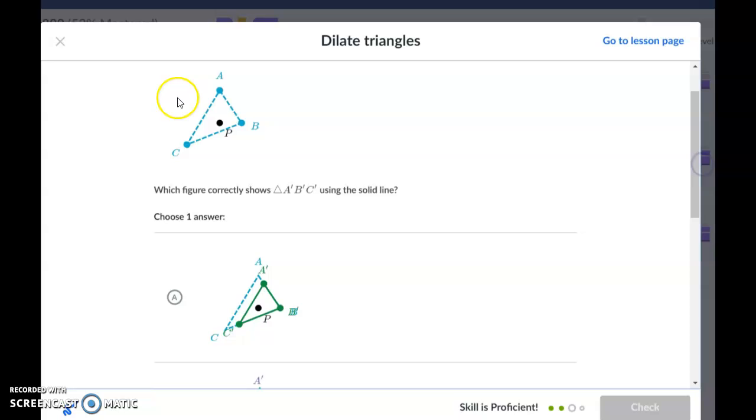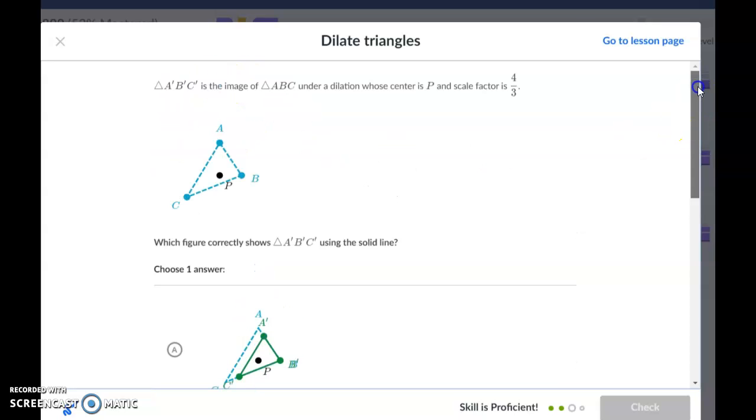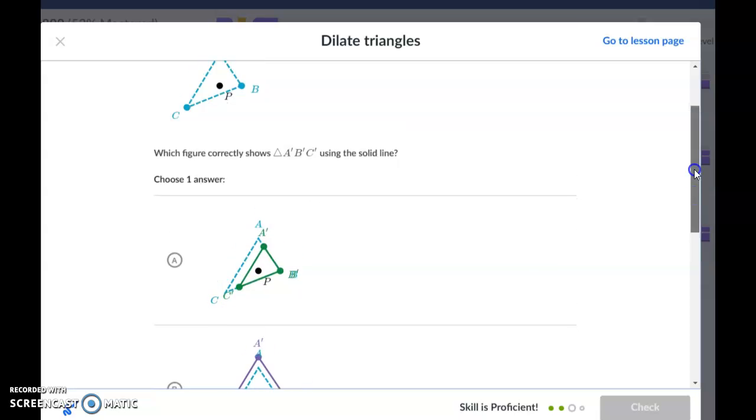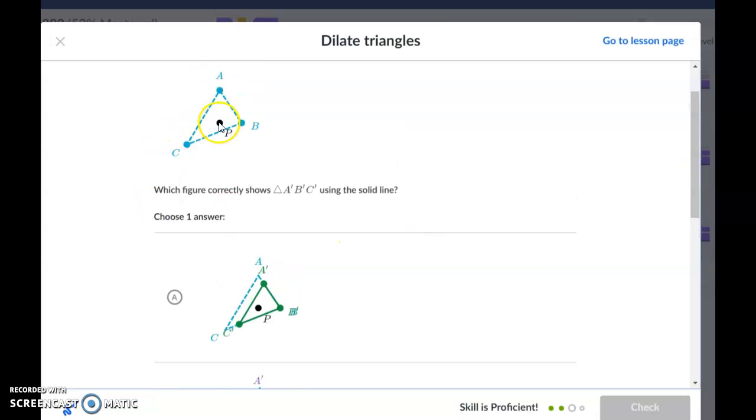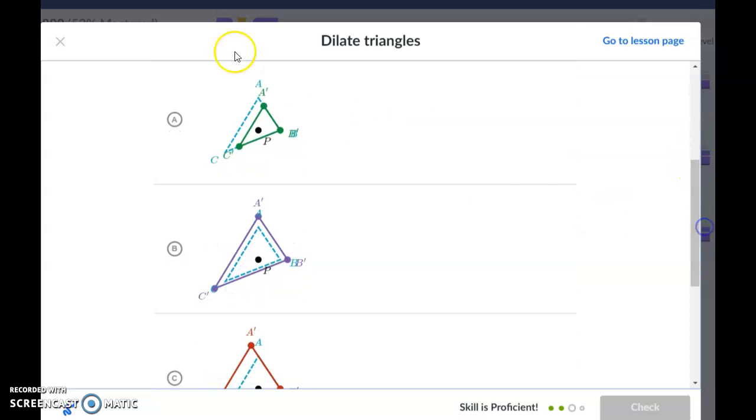Okay, so again, the original is this dashed teal color, and the one that's dilated with the scale factor of 4/3 is going to be the solid line. And the center is P. So that means my triangle is going to be a little bit outside of this blue one, but none of the lines will be the same. So that rules out A, because the lines shouldn't be on that same line together.